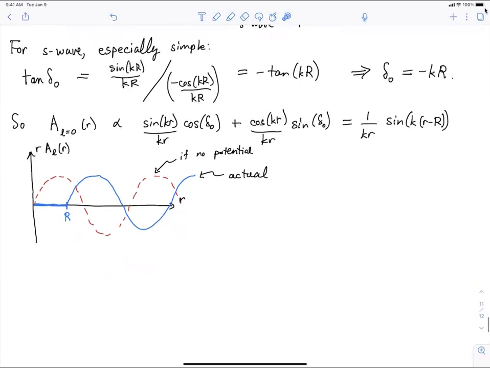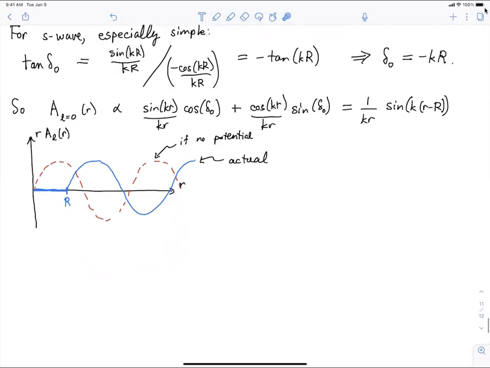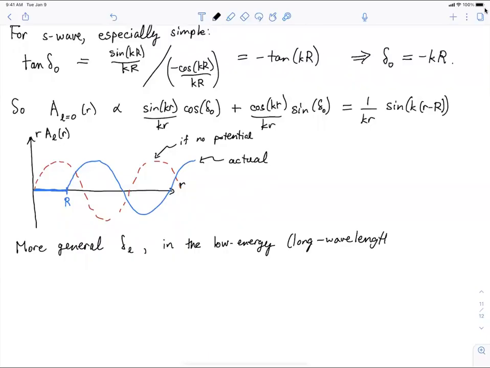Okay, so that was the L equals 0 partial wave. And now we can do more generally, we can look at what the delta L's are. And so one thing we'd like to do is look at what happens in the low energy or long wavelength limit. So that means k times big R is much, much less than 1.